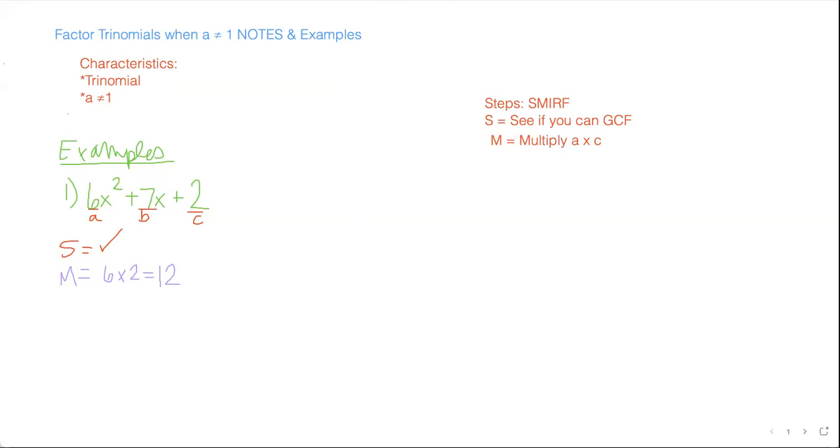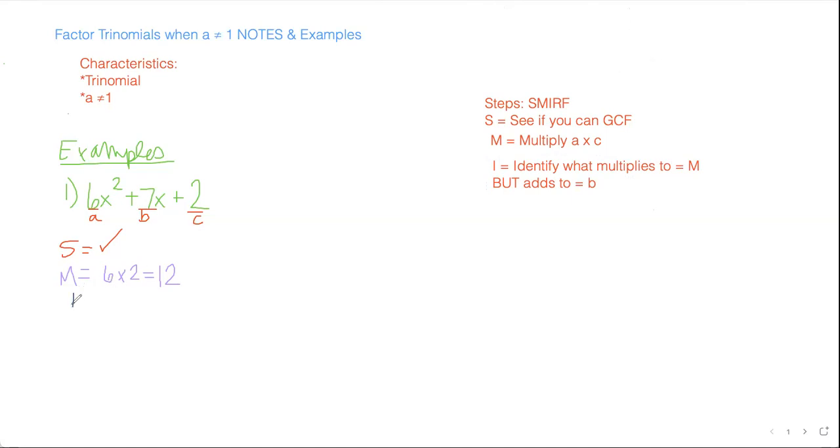Three more to go. Next, we need to do step I. Step I stands for identify what multiplies to be M, which is what we just found, but adds to equal B. So it multiplies to equal M, but adds to equal B. This is where we incorporate that trinomial method we've already done. So let's see what that looks like.